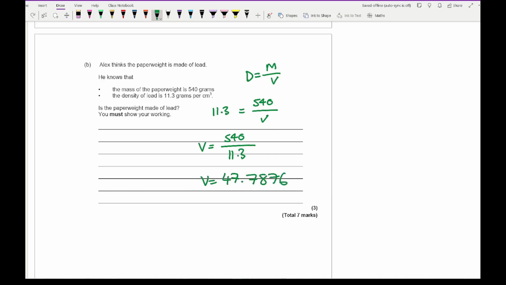That comes up to an answer of 47.47876. And so is this the same? So no, it is not made of lead. And the reason for that is because 47.8 is not equal to 62.1.